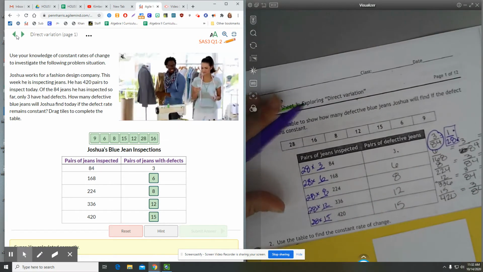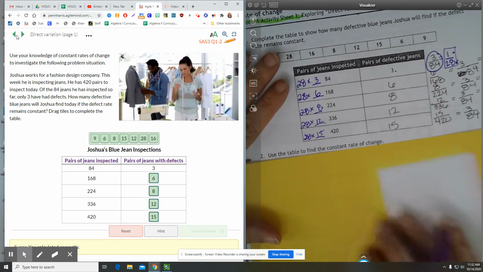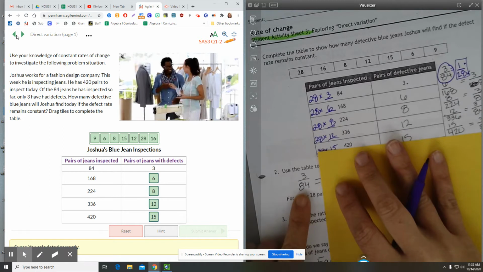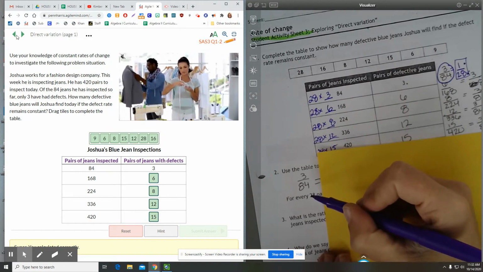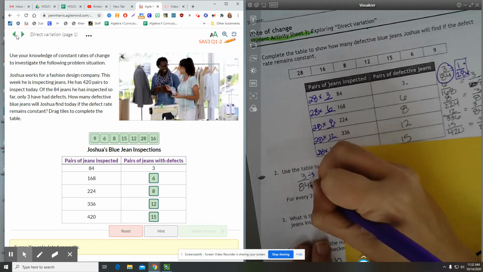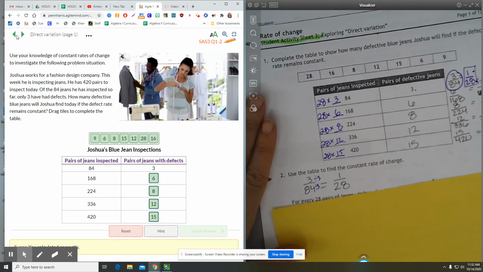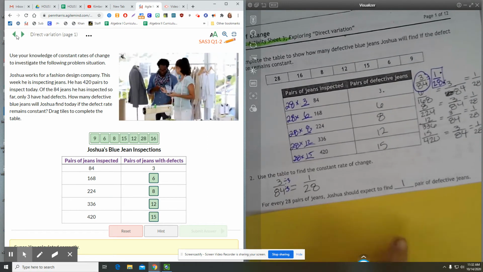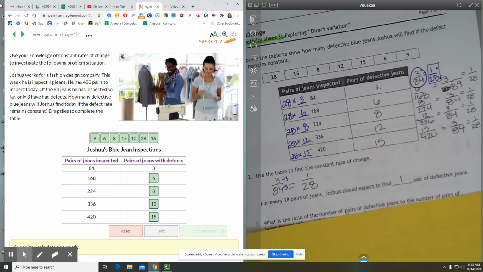And then what they asked us to do here, guys, is find the constant rate of change. Well, we did that when I said my original amount was 3 over 84. I simplified that. I said, can 3 go into 84? And the answer is yes, 3 does go into 84. So I divided both the top and the bottom by 3 to get 1 over 28. And all that means, guys, is that for every 28 pairs of jeans, Josh should expect to find 1 pair of defective jeans. Okay, so let's go on.